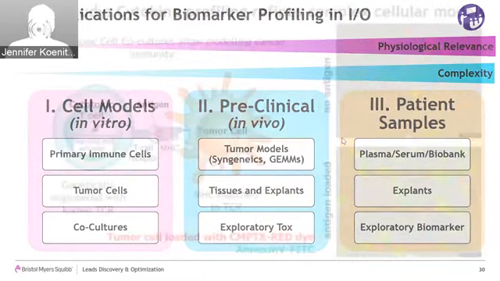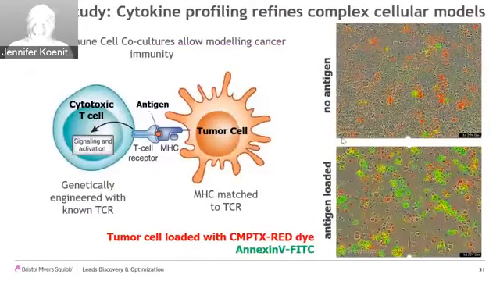In the early stages of an IO discovery project, we use a number of complex cellular models to analyze a particular target's or compound's behavior. One of these models that we use widely is the co-culture of genetically engineered primary T cells, which express a known antigen-specific T cell receptor, with a matched tumor cell presenting the cognate antigen on their MHC molecules. That way we can co-culture these 2 cells and measure antigen-specific activation and ultimately tumor cell killing by the T cells.